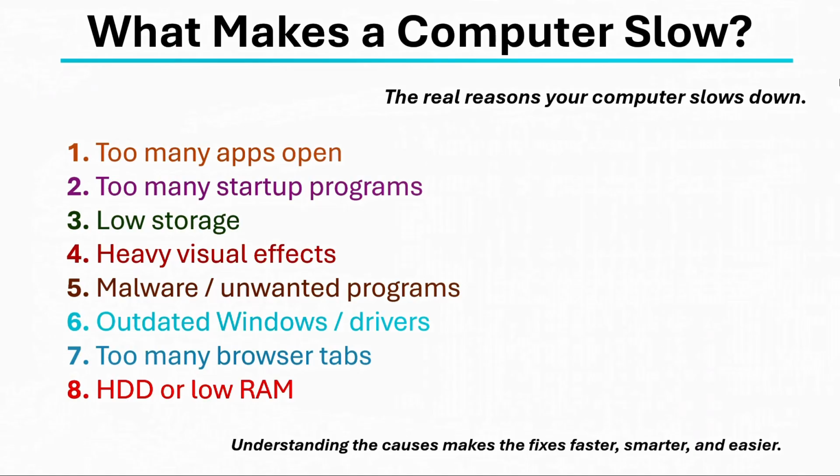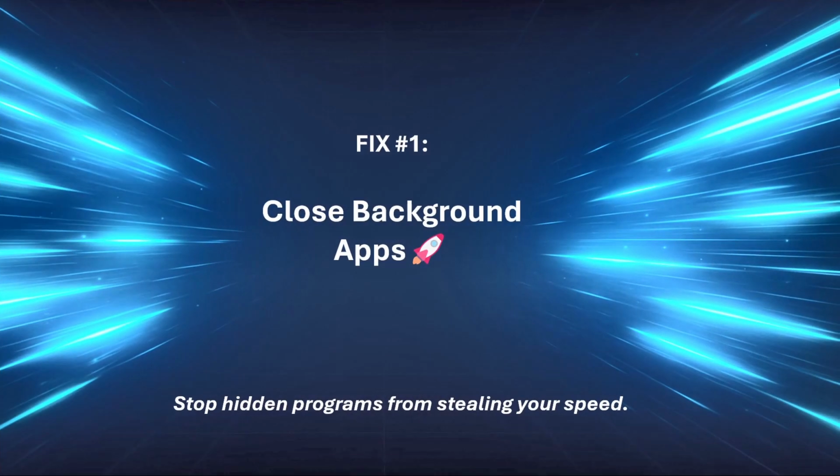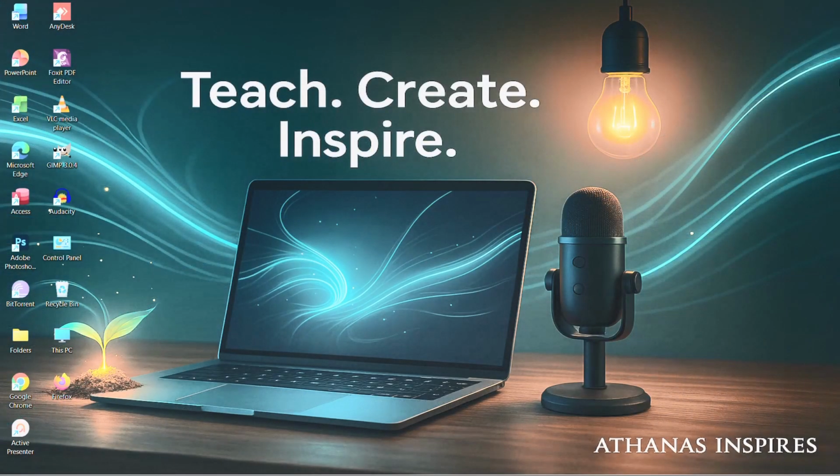Alright, then let's begin with fix number 1, close background apps. This is one of the fastest ways to make your computer feel lighter because some apps continue running quietly even when you are not using them. Now let's go practical. Now as you can see, this is my desktop right here.